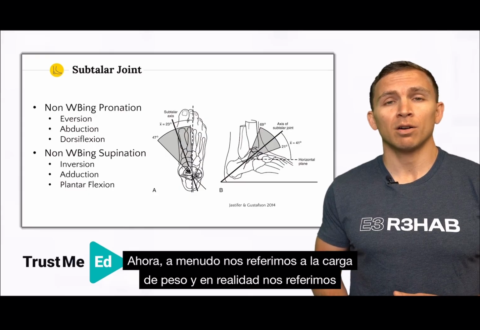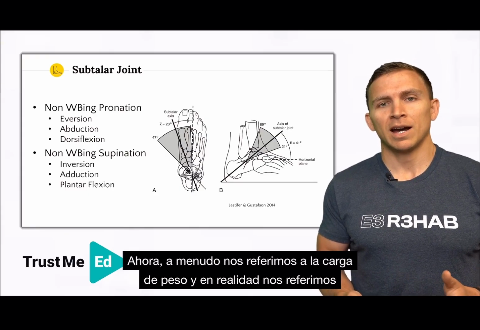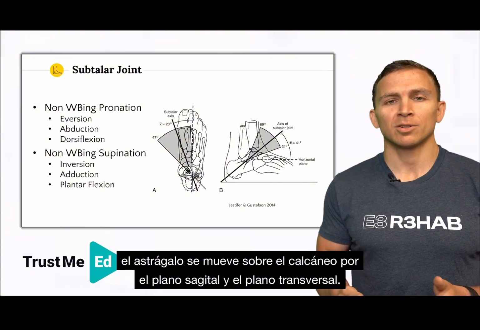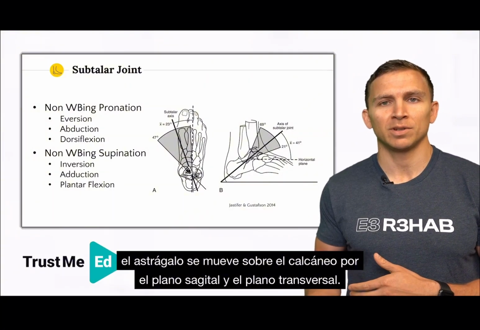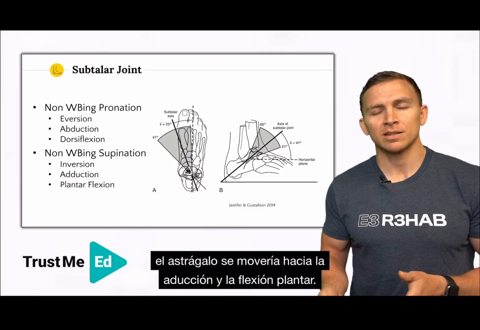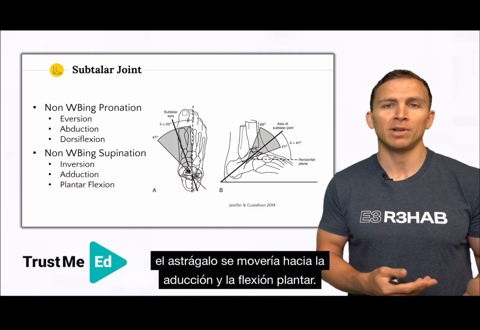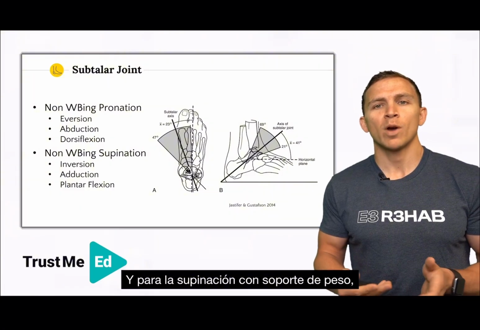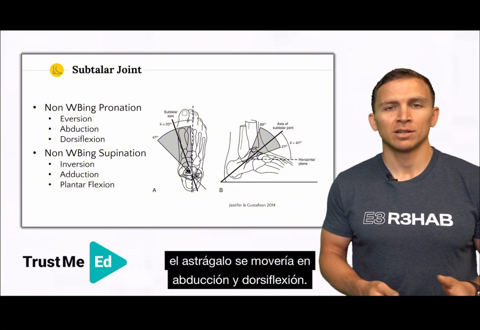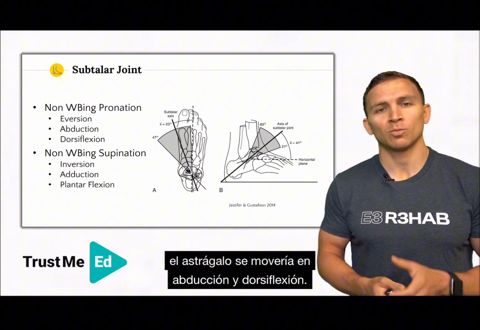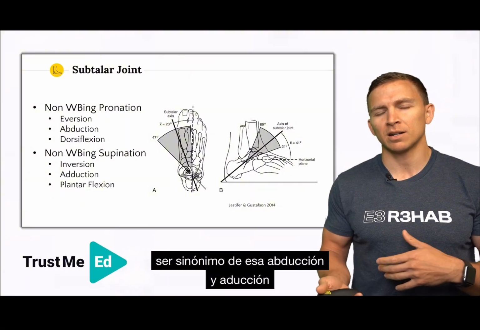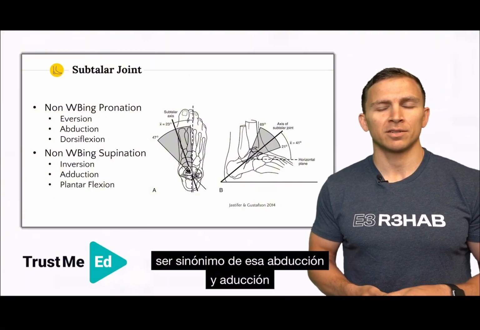Now, oftentimes we are referencing weight-bearing, and we actually reference the talus moving on the calcaneus for the sagittal plane and transverse plane. So for weight-bearing pronation, the talus would be moving into adduction and plantar flexion, and for weight-bearing supination, the talus would be moving into abduction and dorsiflexion. And once again, internal and external rotation are going to be synonymous with that abduction and adduction for the talus there.